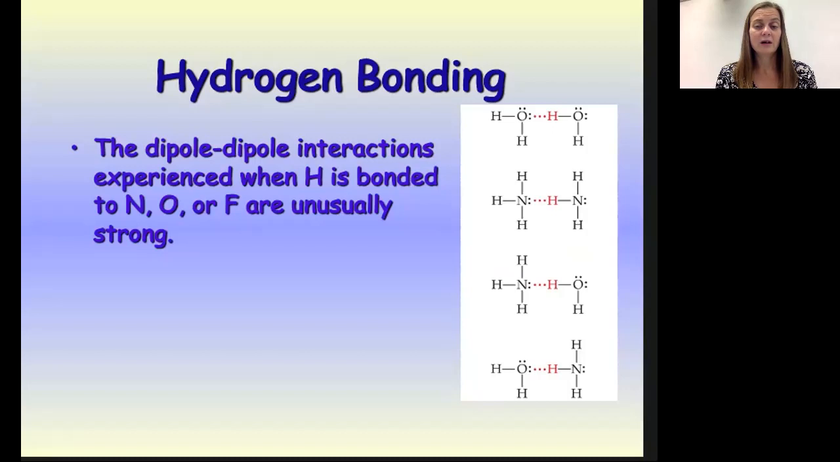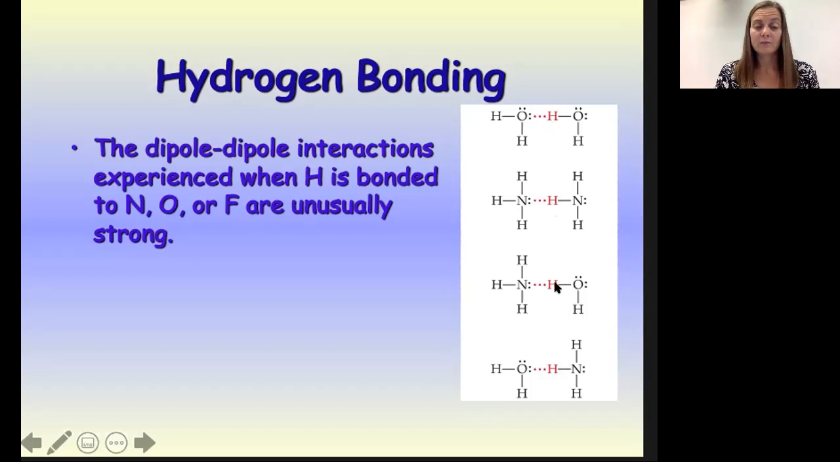Now, because nitrogen, oxygen, and fluorine are so electronegative, they pull very, very hard on the electrons that they are sharing with hydrogen, which makes the hydrogen essentially a bare proton. So it can then be attracted to the electronegative portion of a neighboring atom or a neighboring molecule. That can be the same kind of molecule. So here we have 2 water molecules, and we have this hydrogen that is bonded to the oxygen being attracted to the electronegative oxygen on the nearby molecule of water.